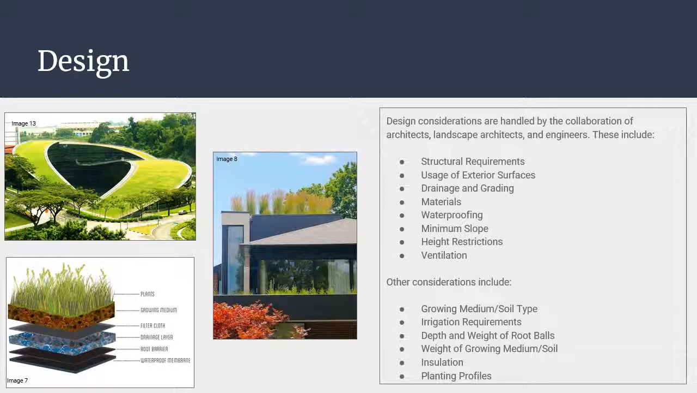Factors including water consumption, fertilizer usage, weight, and depth of root balls, as well as irrigation requirements, are also taken into account. Such considerations are of importance to landscape architects involved in the design process. Great attention should be paid to selecting the growing medium, as this is the most critical element affecting stormwater retention and runoff water quality.